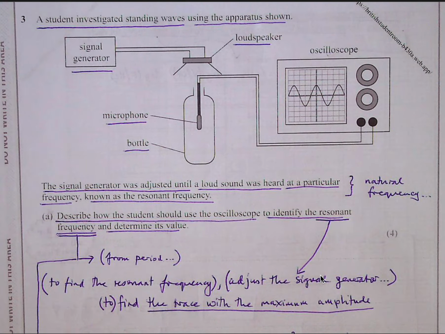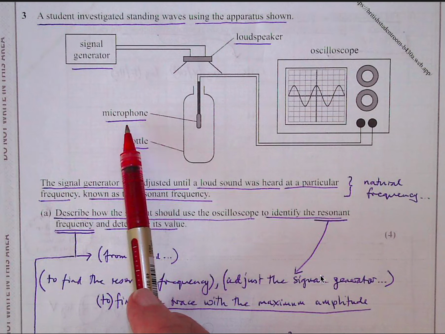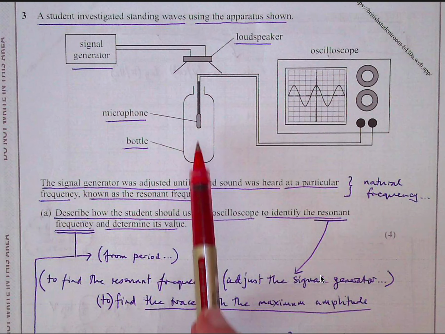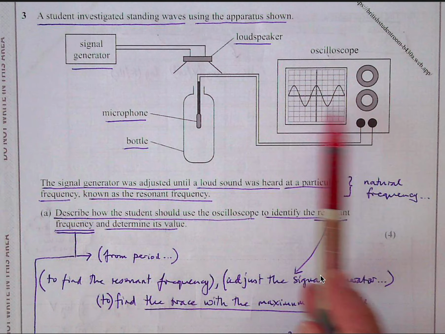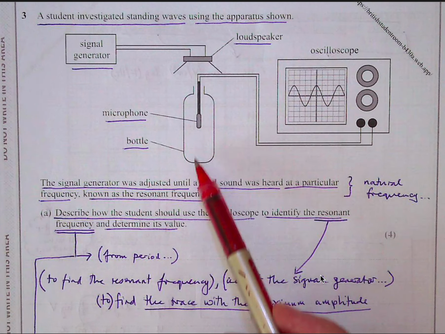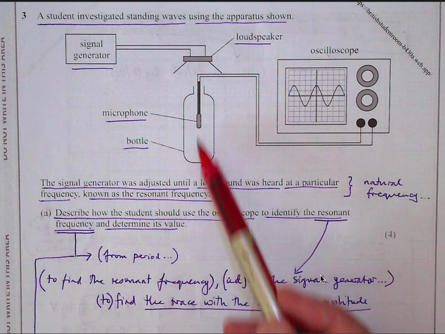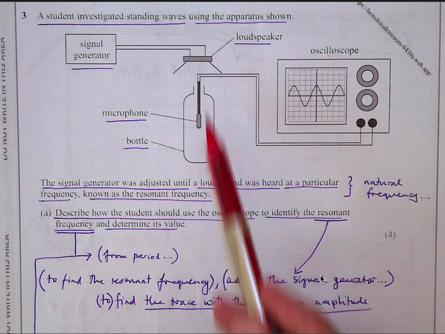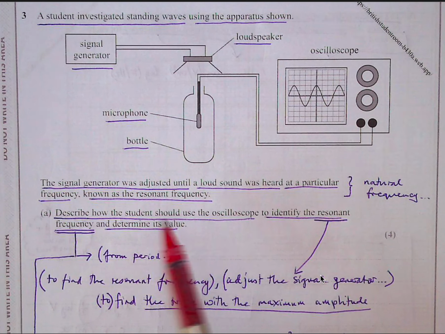Question 3 is looking at an oscilloscope, and is to do with sound. You've got a microphone, a loudspeaker, and a bottle filled with air. The microphone's inside, and it feeds into the oscilloscope. A student investigated standing waves using the apparatus shown. Standing waves, as you know, is where you have the waves going in from the loudspeaker and then bouncing off the end and creating a standing wave through the interference between the original source of the sound and the reflection off the side of the bottle or the bottom of the bottle.